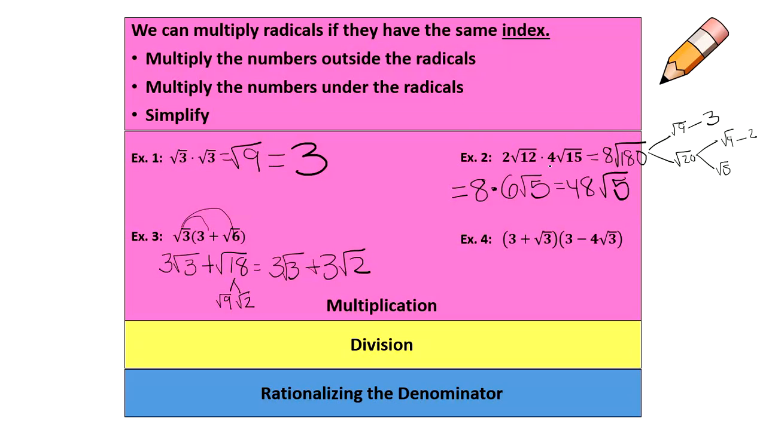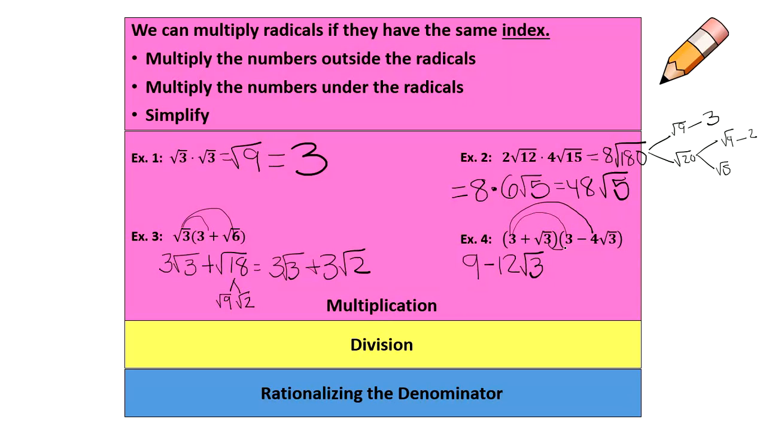Now, what about when we have two binomials multiplied by each other? So this is when we're either A, when we use the box, or B, when we FOIL. I'm going to multiply using FOIL. You could try it with the box as well if you want. So it'd be 3 times 3, 9. 3 times negative 4 square roots of 3. So that'd be 12 square roots of 3, right? Because 3 times 4, nothing inside the radical, so it's just going to come along.